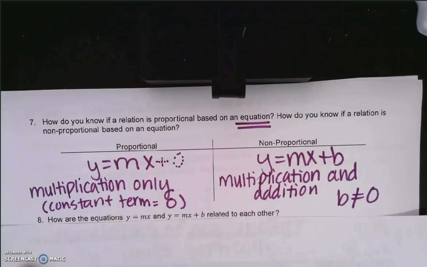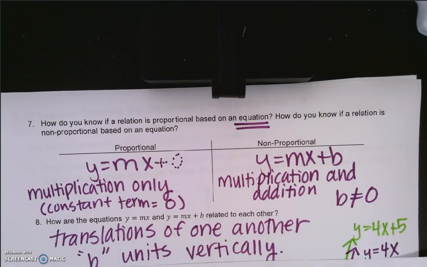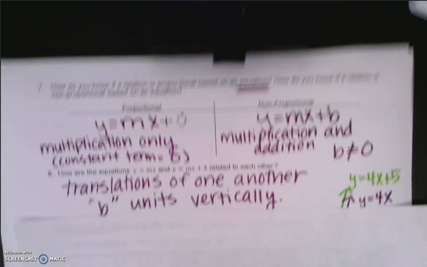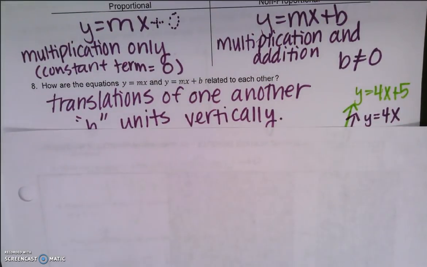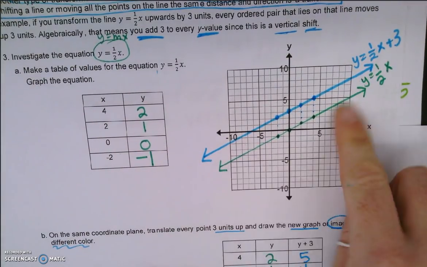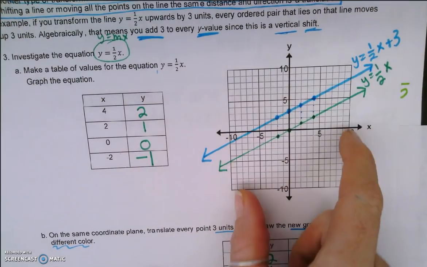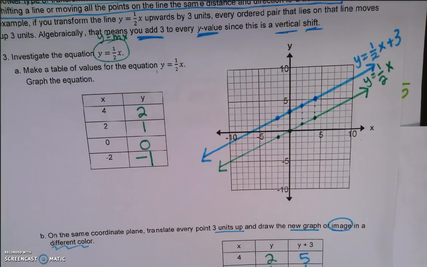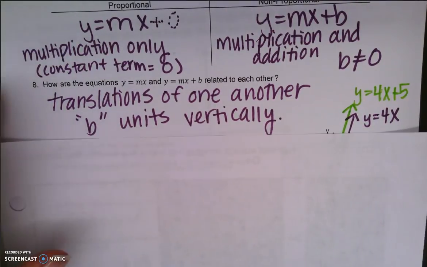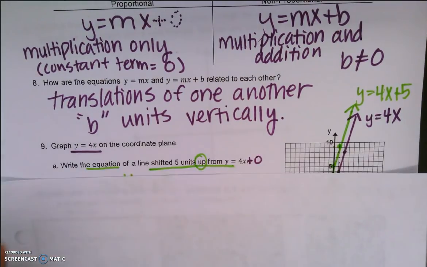How are the equations y equals mx and y equals mx plus b related to each other? Remember that they're translations of one another, b units vertically. If we went back to our third page, we saw that our original equation, our proportional equation, and our non-proportional equation was just a vertical translation, a slide or a glide. And it's b units vertically because b represents our y-intercept.